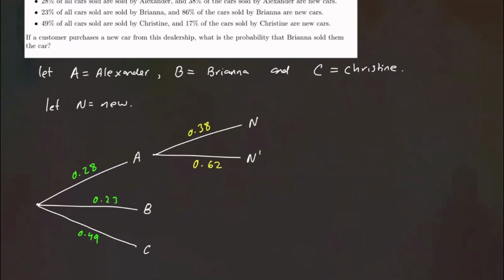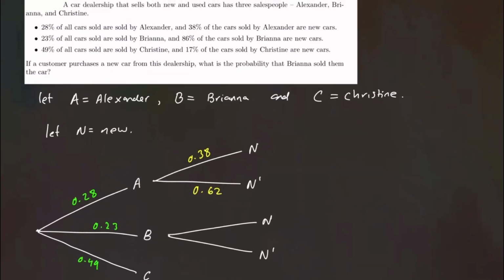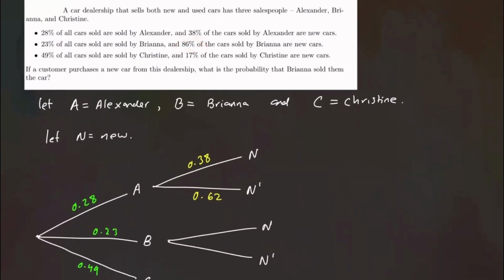Then we have Brianna selling new cars or not new cars. Brianna sold 86% new cars, so we know that's going to go right here. This is the segment for 86% new cars sold by Brianna. If I do 1 minus 0.86, that will give me the 0.14 that are old cars sold by Brianna.